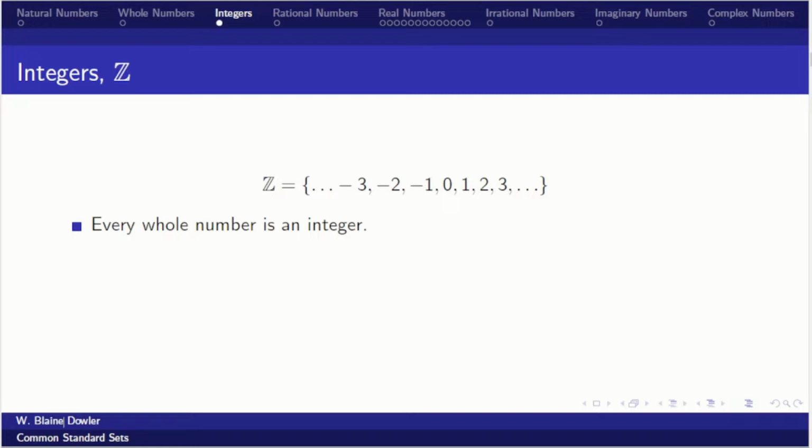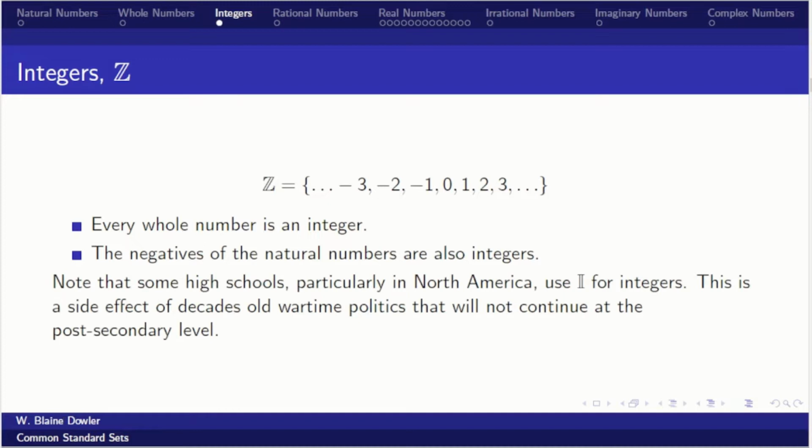Now, the integers are our next set. Every whole number is an integer. The negatives of the natural numbers are also integers. So in addition to 1, 2, 3, we have -1, -2, -3.